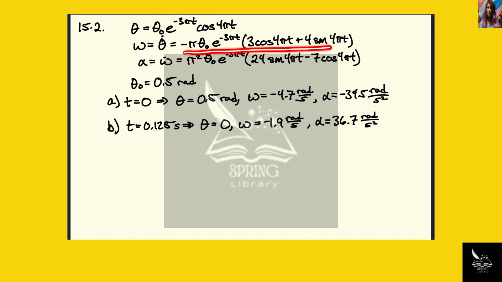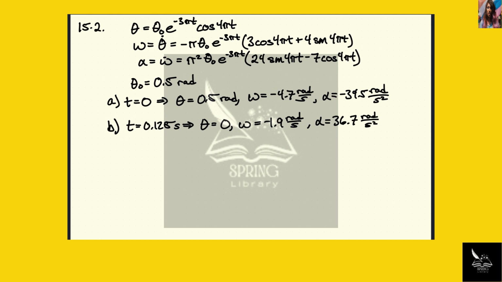Plugging theta naught and t into this expression here, and just crunching through the algebra, we get that omega is minus 4.7 radians per second. And then plugging everything in for the acceleration, we get that the angular acceleration is minus 34.5 radians per second squared.